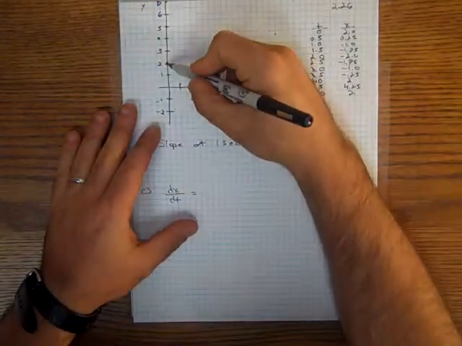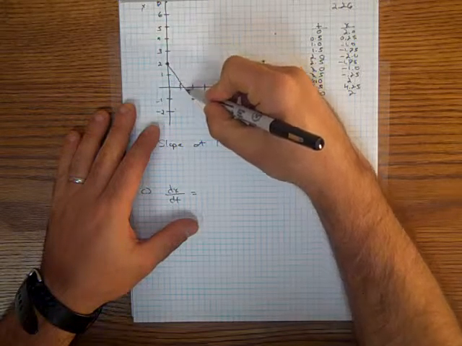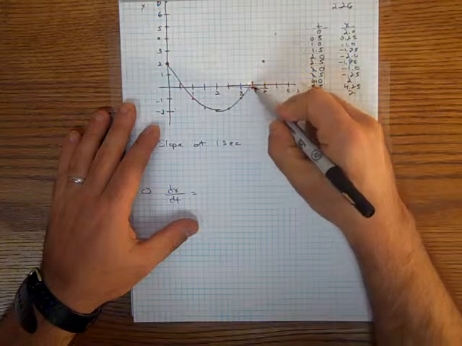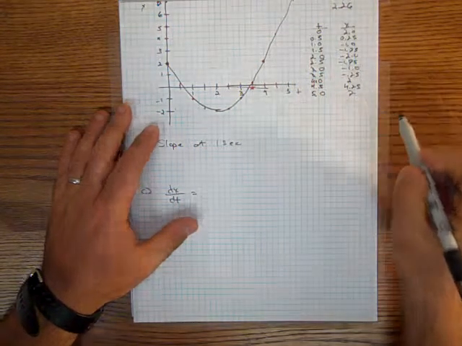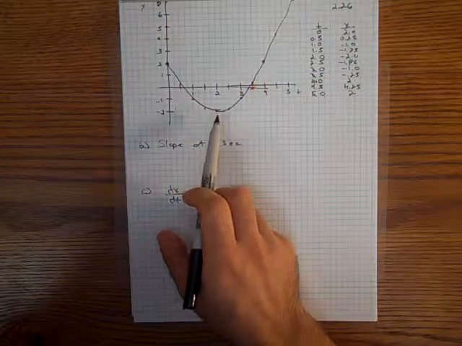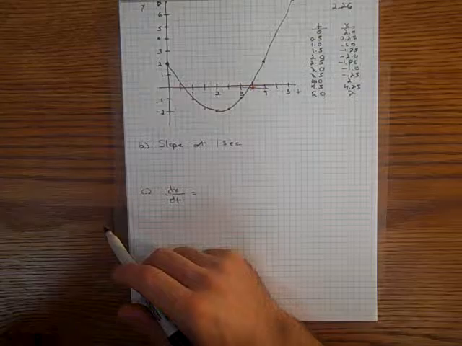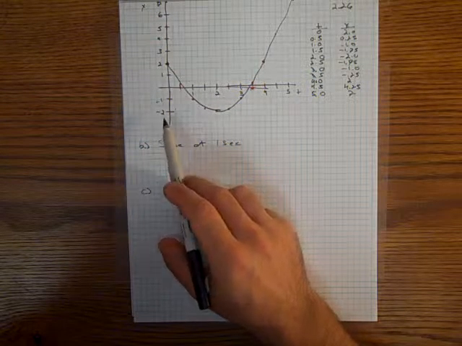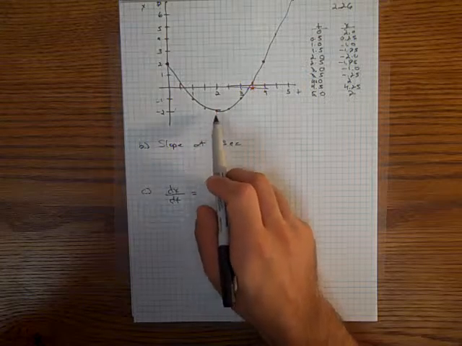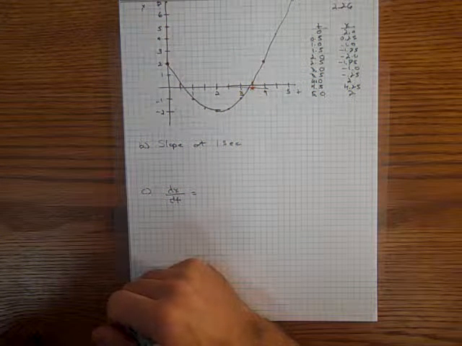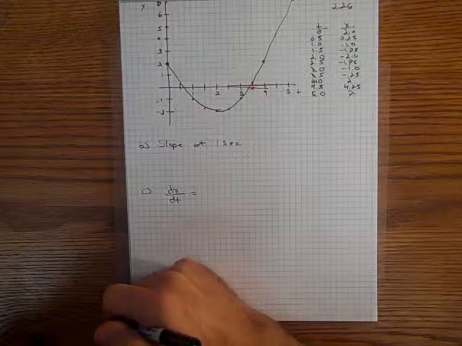I'm going to draw a smooth curve here to interpolate between the points, not screwing it up too bad. The first thing we see is that it looks like a parabola to me, and at time t equal to 2, the position is minus 2. It looks like that's the bottom of the parabola. So we're asked to do a couple of things here.